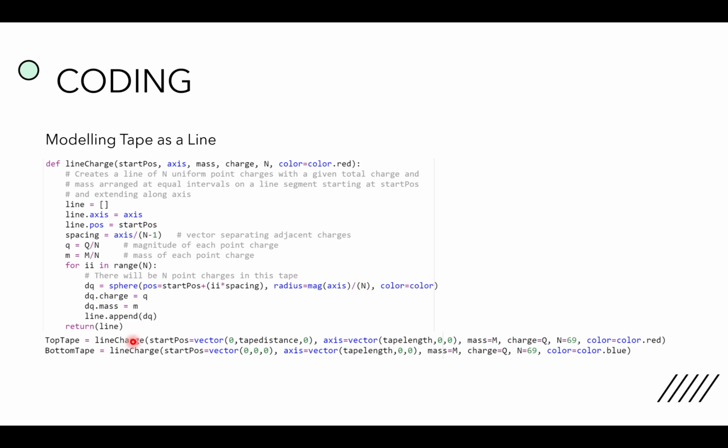Next, using a method that was already given to us, this method helps create a line of charges with n specifying the number of charges in a line. So the top tape runs this method and creates a line of charges with there being 69 charges. This line of charge starts at a y position at tape distance and has a length of tape length. It's the same for the bottom tape, except it starts at the origin.